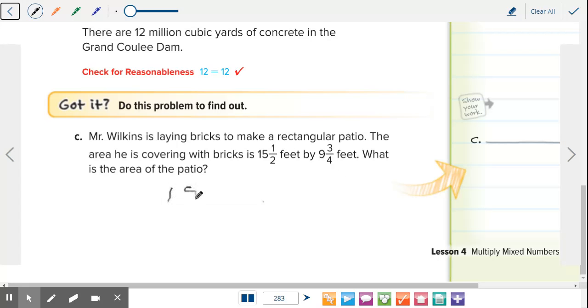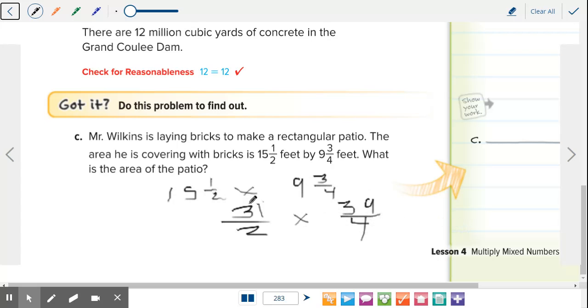So we have 15.5 times 9 3/4. So what is the first thing we have to do? Multiply 15 by 2. So we got to change them into improper fractions. So 15 times 2 is 30, plus 1, 31. So we get 31 over 2. Times, now we got to do 9 times 4, which is 36, plus 3 is 39 over 4.